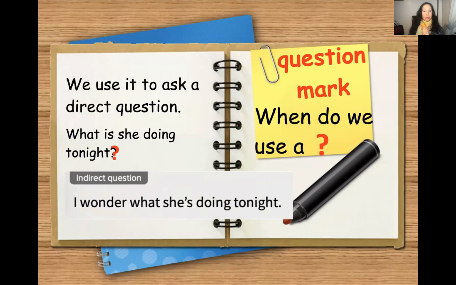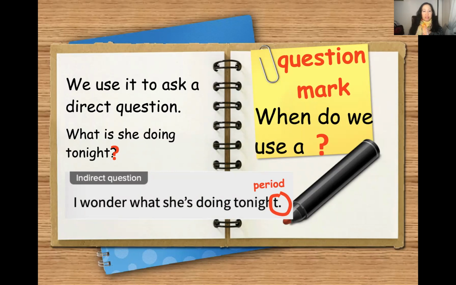There's another way we can ask a question, but it's an indirect question. For example, I wonder what she's doing tonight. Do you notice there's a difference at the end of the sentence? There's a period. You're probably asking yourself, but there's always supposed to be a question mark at the end of a sentence when you're asking a question. Nope, not necessarily. For a direct question, we use a question mark. And for an indirect question, we use a period.